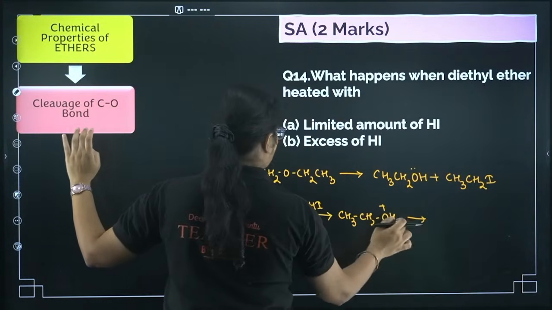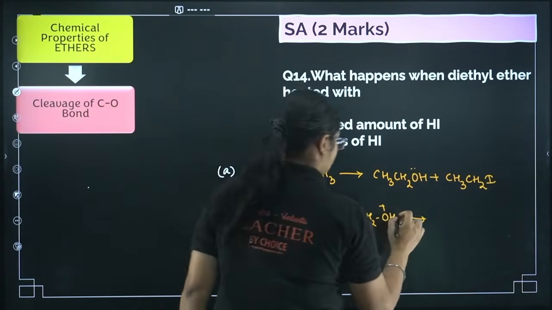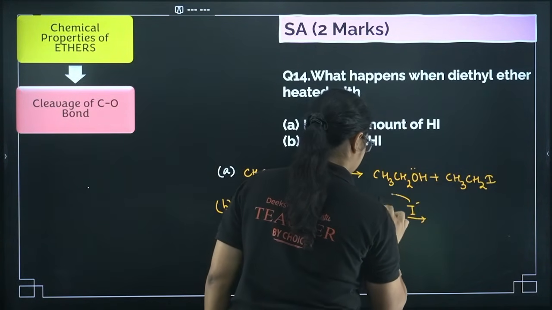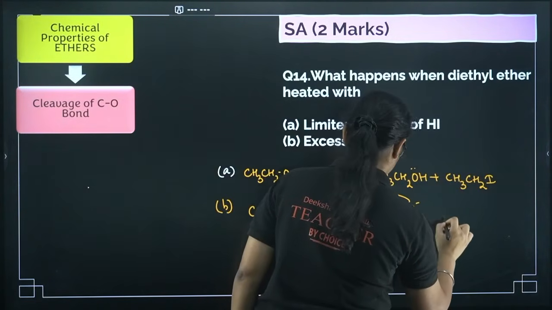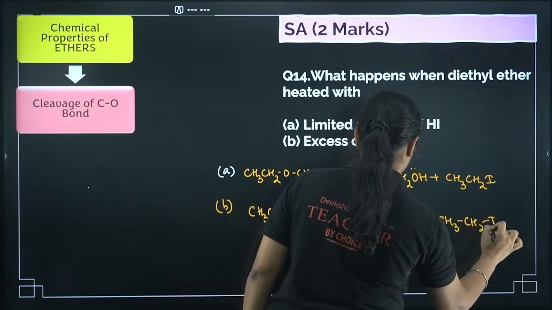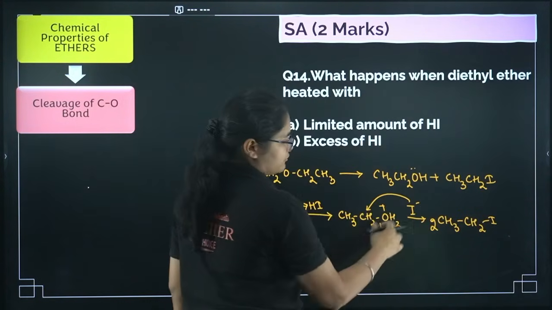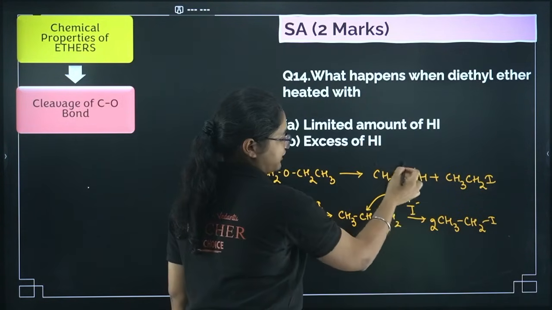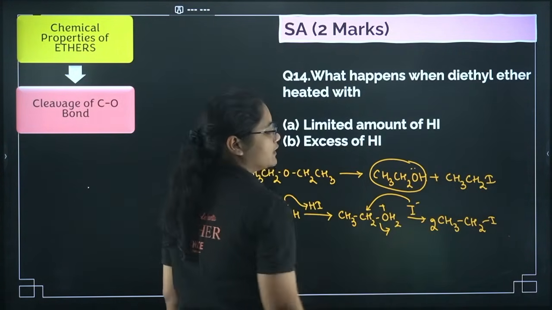Okay, now this I minus can attack here, this one will go, so I will have CH3CH2I. So 2 molecules of this one will form. The first one will form, and with excess of HI, this alcohol will also get converted to this one.